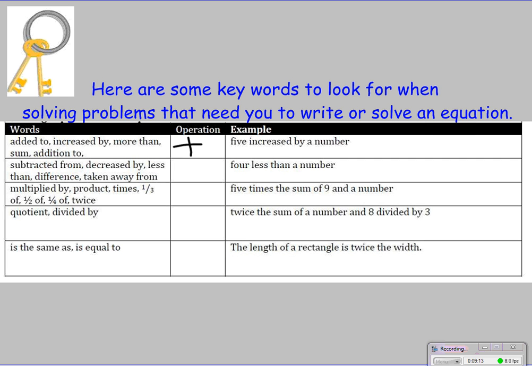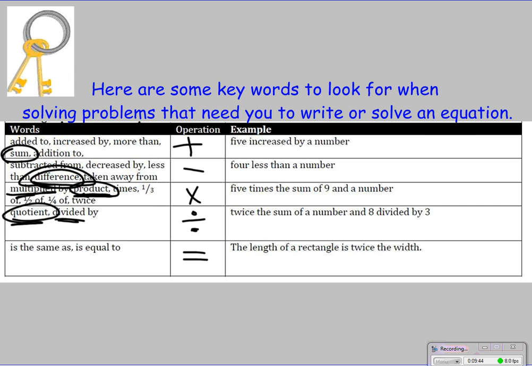All right, so keywords to look for: added to, increased by, more than, sum, in addition to. That's addition. Subtracted from. Difference is a big one here. That's going to be subtraction. Multiplied by. Product. Product is what your answer is called in multiplication. Quotient and divided by. Quotient is what we call division. Is the same as, is equal to, is going to be your equal sign. So sum for addition, difference for subtraction, product for multiplication, quotient for division. Everybody likes to forget those.